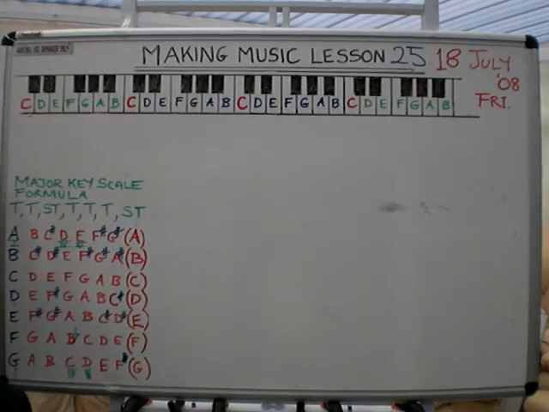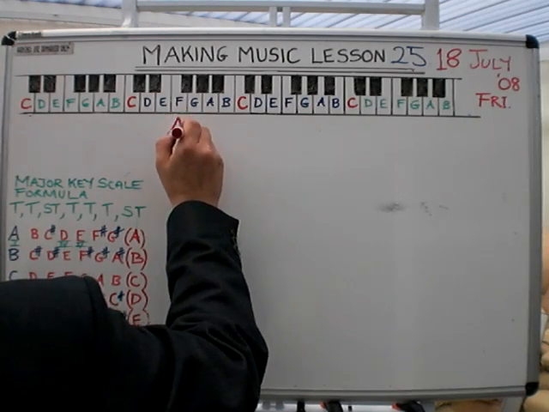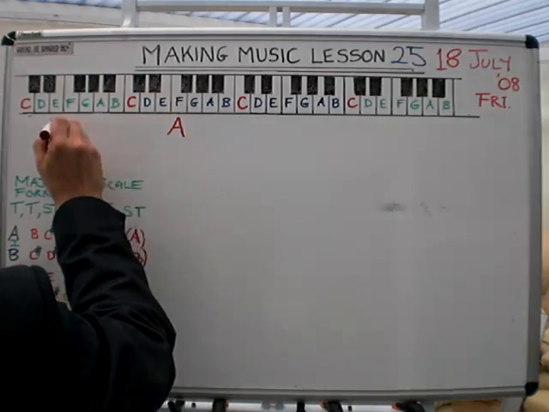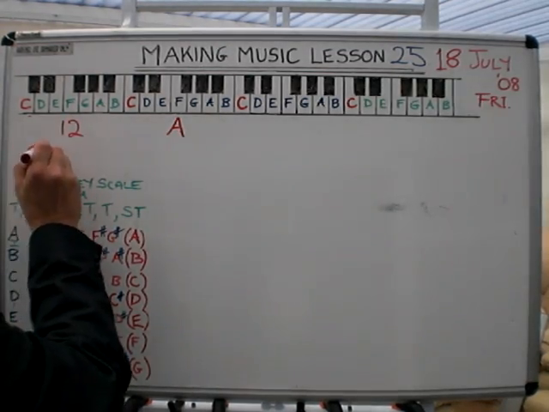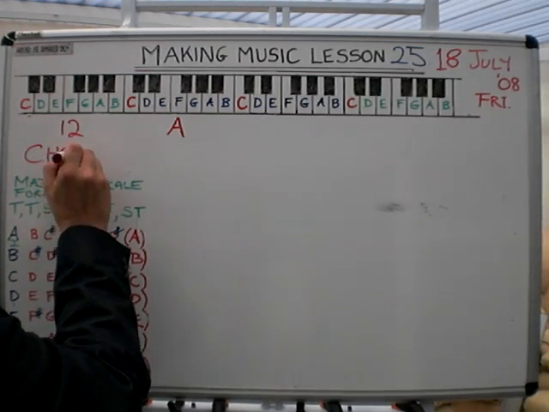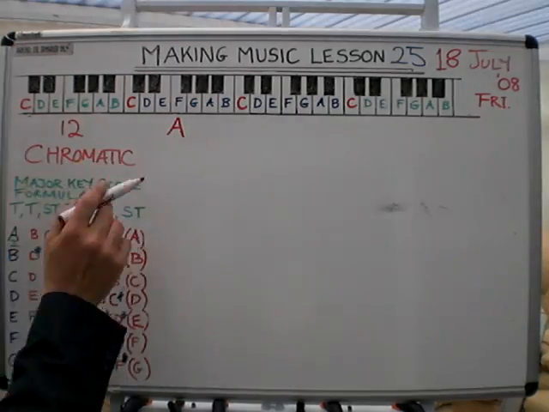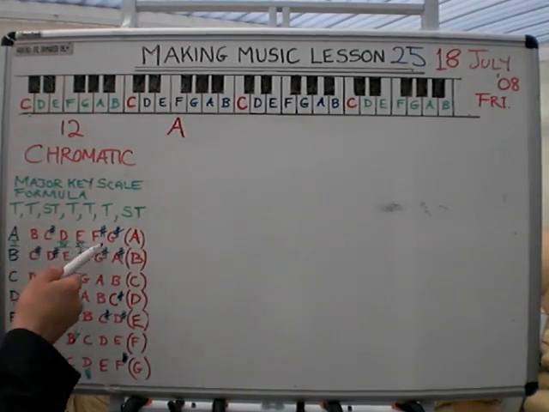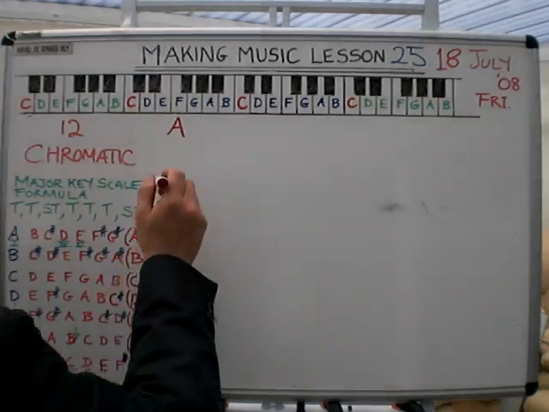I use a red for the natural. See if I can squeeze them in. So we've got A. I'm going to write here that there's 12 notes. I'll write chromatic. Chromatic. I don't like the word scale. It's not a scale to me. A scale is when you've produced it from this formula. So anyway, A.